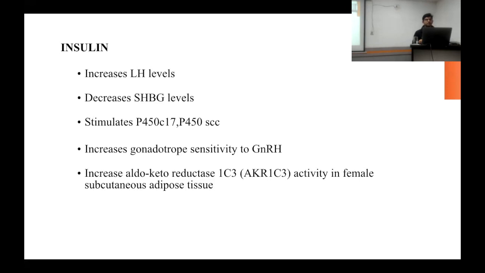And as you very nicely said, there is a first hit which has already happened. So PCOS cannot be acquired. It cannot be thrust upon you. You are born with PCOS, and then you have some changes which can do that. Now, what insulin does is actually increase LH levels, decrease SHBG levels, and stimulate P450c17 and side chain cleavage. It also increases the gonadotrope sensitivity to GnRH. So at a pituitary level, hypothalamic level, it is also active. And it also increases aldoketoreductase, ultimately leading to increased androgens.